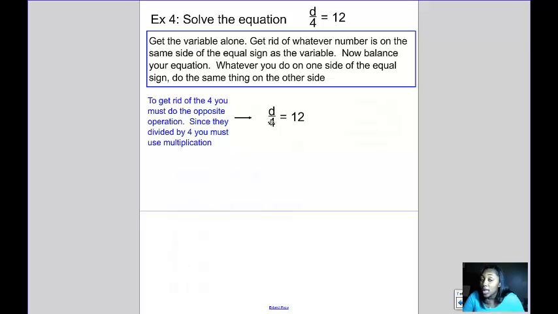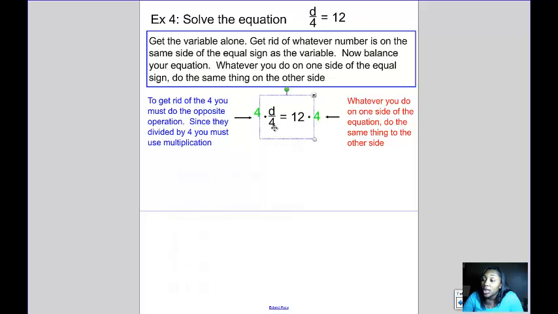Well, this is a division problem. So the opposite of division is multiplication. So in order to get rid of the 4, we have to do the opposite. So we actually are going to use multiplication. So we're going to multiply by 4. And again, whatever you do on one side, you have to do the exact same thing on the other side. So I have to multiply both sides by 4.